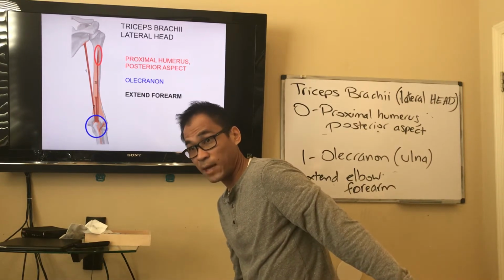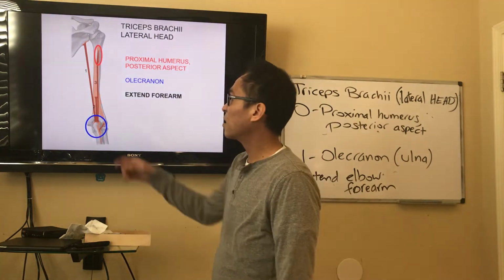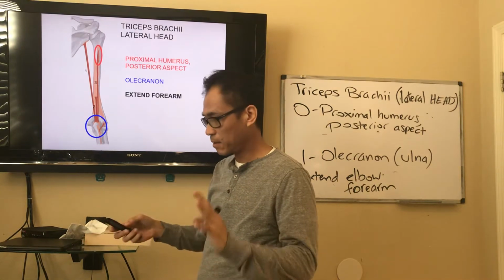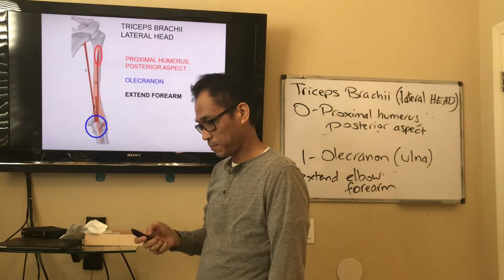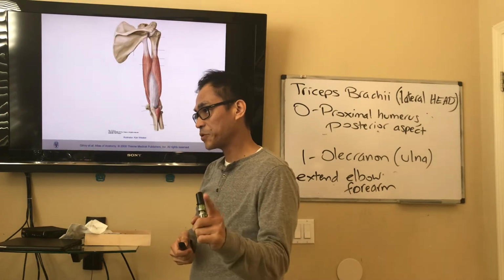If you want to work out the long head more, you can just do a little extension with your tricep kickback to emphasize working out the long head. But they all extend the forearm. Okay. There's a blank picture you can study.